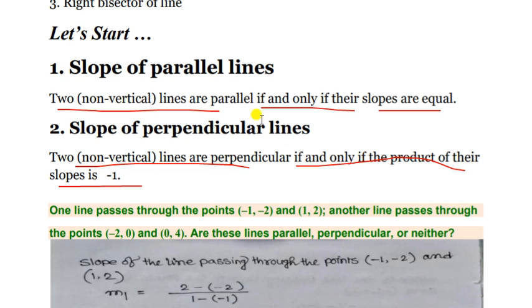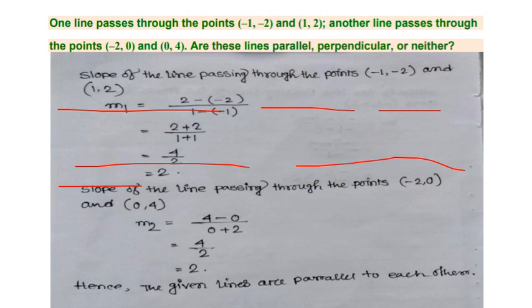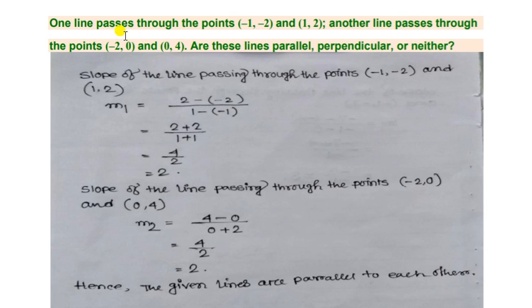I would like to explain parallel and perpendicular lines with examples. First example: try to go through this question. One line passes through the points (-1, -2) and (1, 2), and another line passes through the points (-2, 0) and (0, 4). We should prove whether these two lines are parallel, perpendicular, or neither. For that we have to find the slope. First, the slope of the line passing through (-1, -2) and (1, 2).